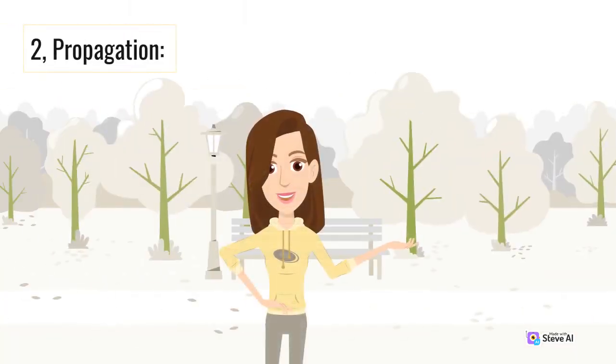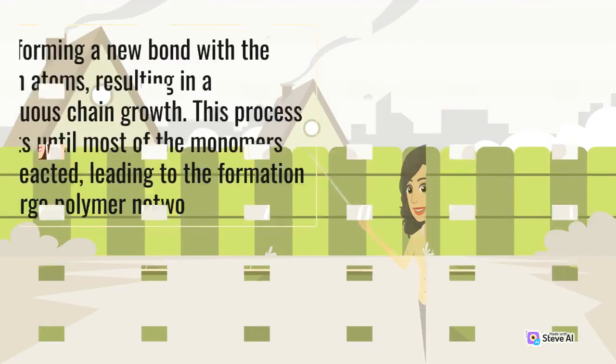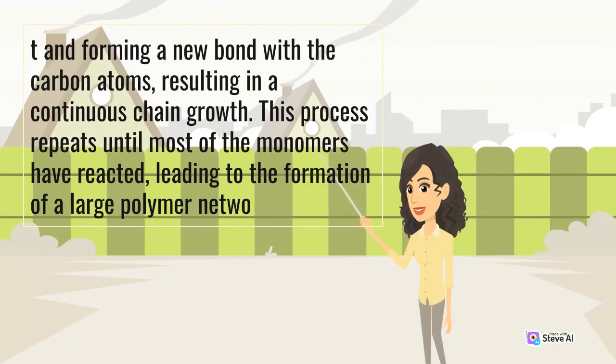2. Propagation. Once the initiation stage occurs, the created free radicals react with MMA monomers, causing the chain reaction to propagate. The free radicals attack the carbon-carbon double bond in MMA, breaking it and forming a new bond with the carbon atoms, resulting in a continuous chain growth. This process repeats until most of the monomers have reacted, leading to the formation of a large polymer network.